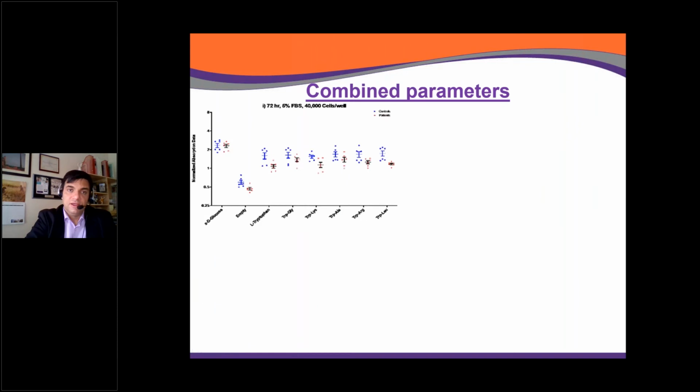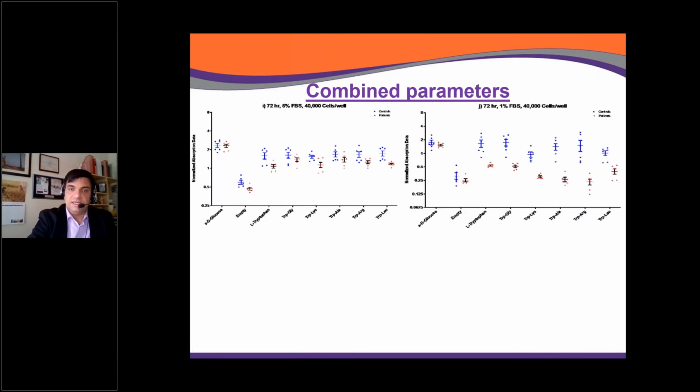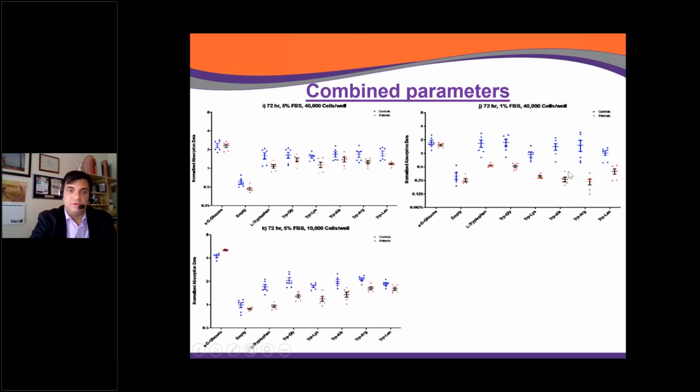So then we try to combine some of the parameters. In this case, we moved the incubation from 48 to 72 hours, and we doubled the cells. In this other case, we have again 72 hours with lower FBS and double the cells. And you can see how tight the ASD are and how much the difference has increased with controls.